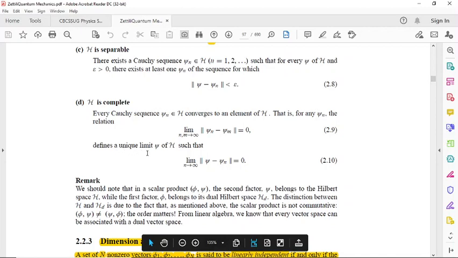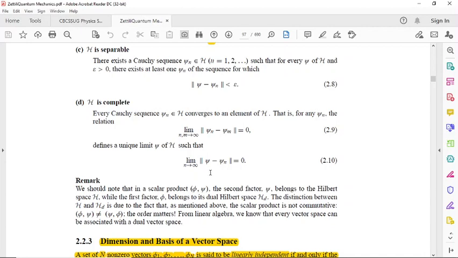Defines a unique limit psi of H such that the limit as n tends to infinity of psi minus psi n equals 0.